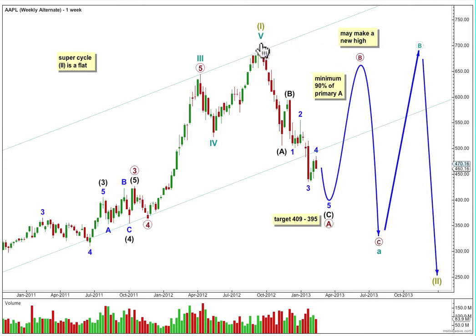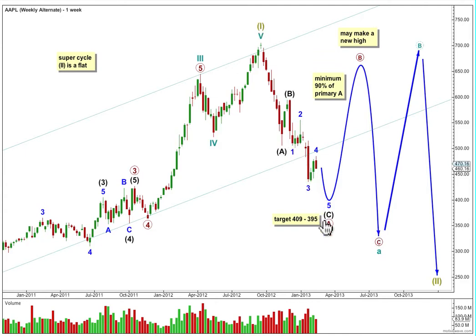Let's have a look at the alternate. On the weekly chart, here's the high of supercycle 1. This alternate is looking at the possibility that supercycle wave 2 is unfolding as a big flat correction. I'm a bit happier with the degree of labelling within this downwards movement, and it looks at the possibility that cycle wave A within this supercycle flat itself may be unfolding as a flat correction, with a three-wave structure for primary A, a three-wave structure for primary B, and a 5 down for primary C still to come.